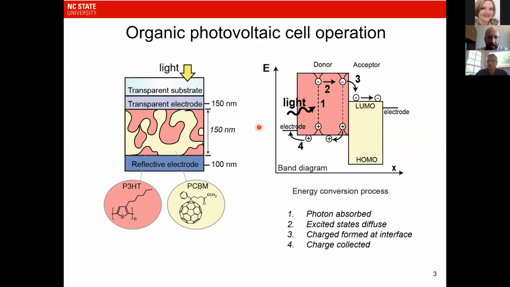One of the keys here is that you usually mix these two materials together really tightly. You really want to form this interdigitated structure, because this exciton, this bound electron hole pair, only diffuses about 10 to 20 nanometers. And so it needs to see an interface within 10 to 20 nanometers. So you need to have this mixture of these two materials to get this process to work.